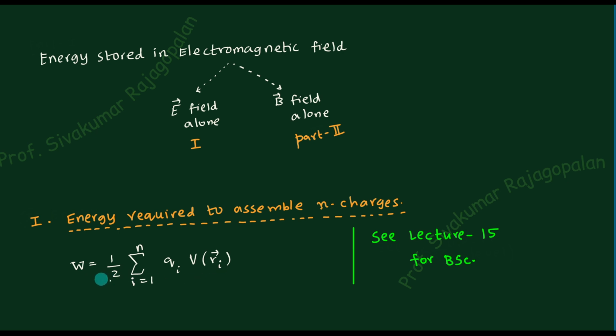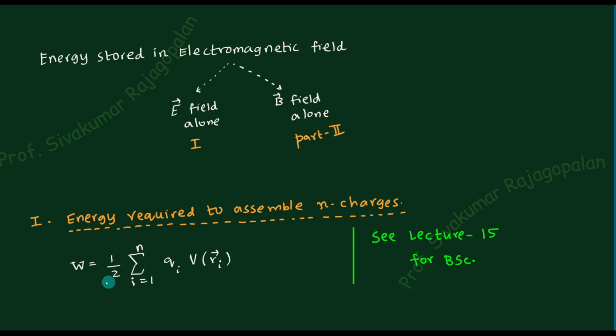Now, how do you know this expression? This expression is typically derived in undergraduate courses. So in case you want to refresh your memory and see how it works, please verify lecture number 15 in our series of lectures at the BSc level. Remember that we have lecture number 15 for MSc and also lecture number 15 for BSc. Both are there. So make sure that you choose the BSc level electromagnetism lectures and then go to lecture number 15. We have derived this particular expression, which represents the energy required to assemble n number of charges.